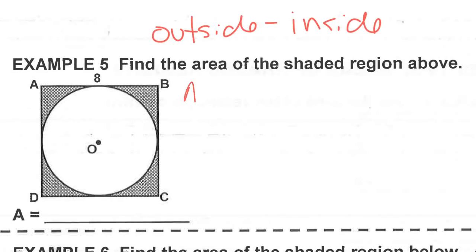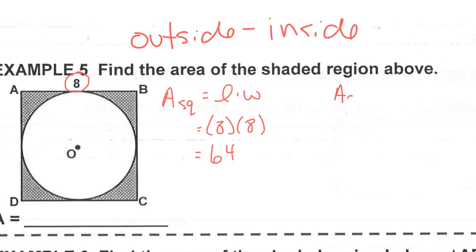I'm going to put area of the square. And I know since it's a square, it's length times width. Well, they were really nice this time. They told us the side length is 8, which means all the side lengths are 8. So our length and width are 8. 8 times 8 is 64. Now we need to find the area of the circle. I think C will suffice, which is pi times r squared.